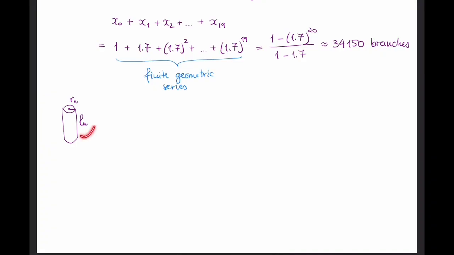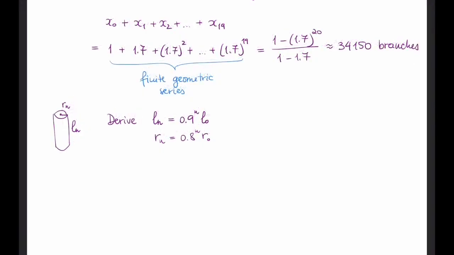And these two measurements follow similar rules as the number of branches did all along. So we can similarly derive the fact that on the nth generation, the length is actually 0.9 to the power n of L naught. So every time we split into a new generation, the length becomes 90% of the previous generation's length. And the radius is always 80% of the previous radius length.